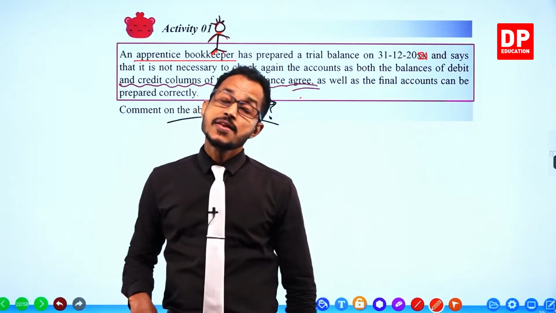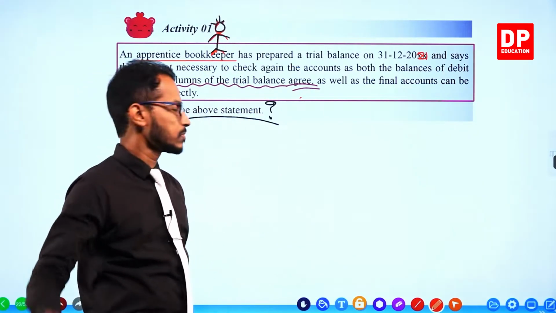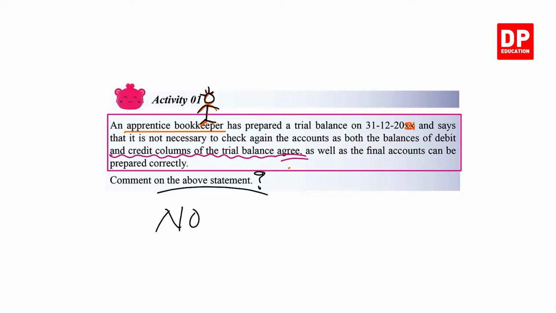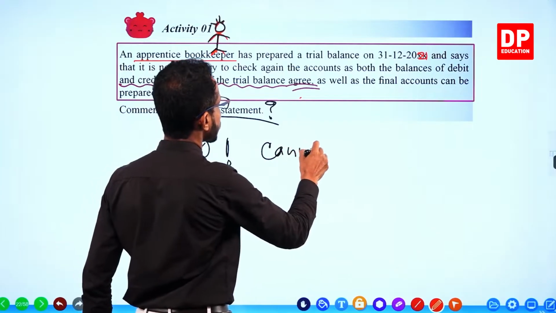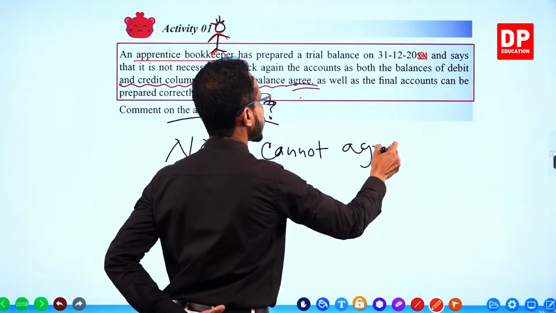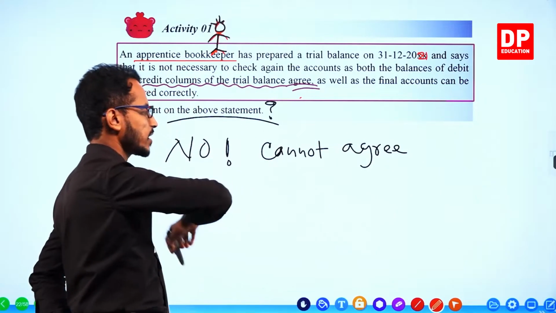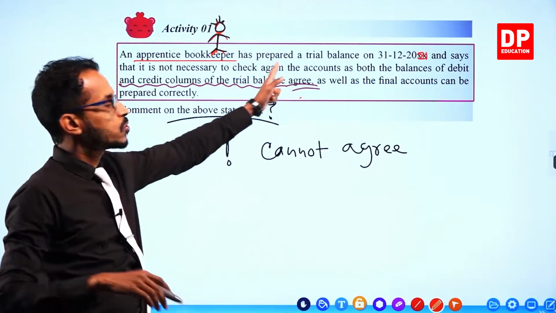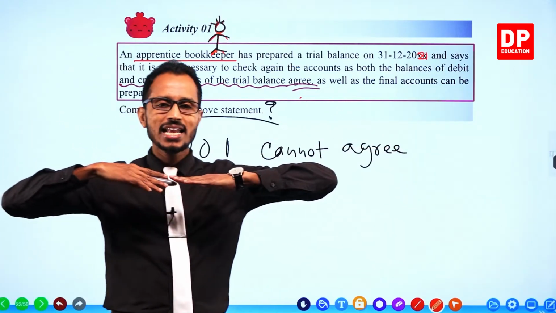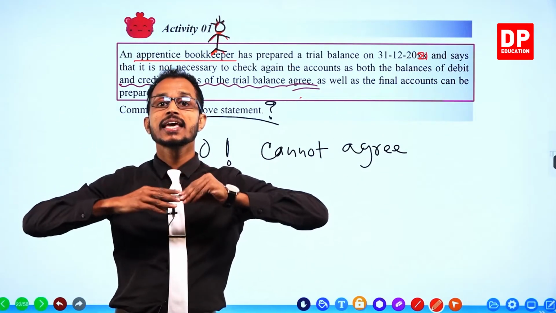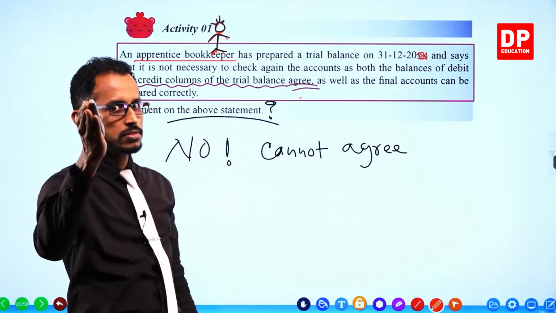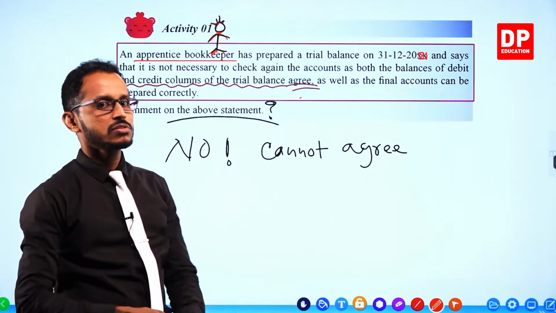Do you agree? No. We can't agree. No exclamation mark. Cannot agree. Why? Even though the trial balance is balanced, there can be what? Errors. You already know this.